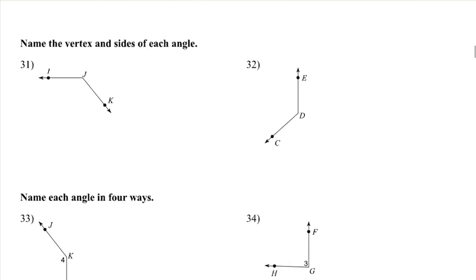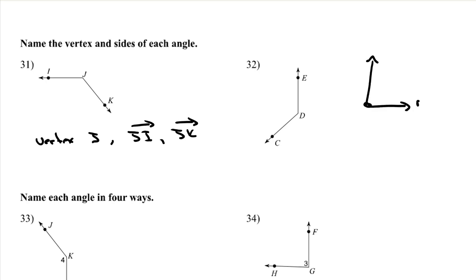Okay, name the vertex and the sides here. So the vertex would be J. And then the sides of the angle would be, excuse me, no, it's JI. JI is one ray of the angle, and JK is the other ray of the angle. An angle consists of two rays, if you didn't know that. Okay, so that's your rays. There's a ray there, and there's your vertex down here.